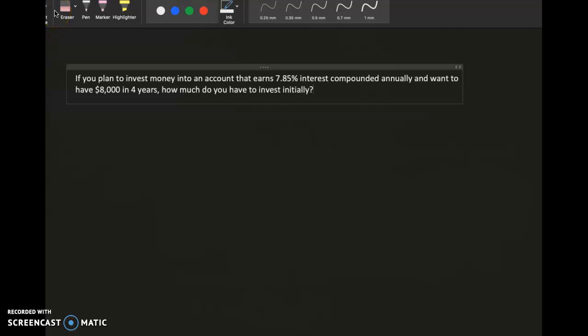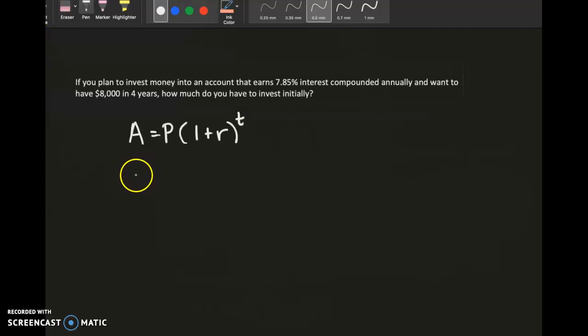Well, we're going to use the same formula as before. This time, the dollar amount that we're given is what we want the account to end up being worth, so that's the future value. So that means I'm actually plugging 8,000 in for A. And the initial amount is what I'm looking for, so I leave P alone. Now it tells me that the interest rate is 7.85%, so that's going to be 0.0785.